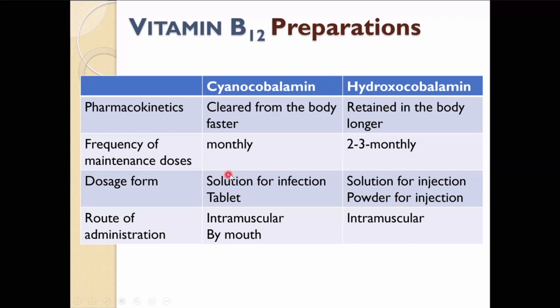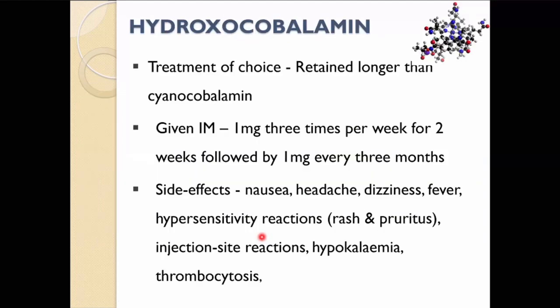The dosage form: cyanocobalamin tablets are available, but for hydroxycobalamin there's no oral form. There's only a solution for injection or a powder for injection. The preferred route is intramuscular if you're giving it parenterally, but cyanocobalamin tablets, of course, are by mouth. So for treatment, hydroxycobalamin is the treatment of choice because it's retained longer. It's given IM 3 times per week, followed by 1 milligram every 3 months or every 2 months.